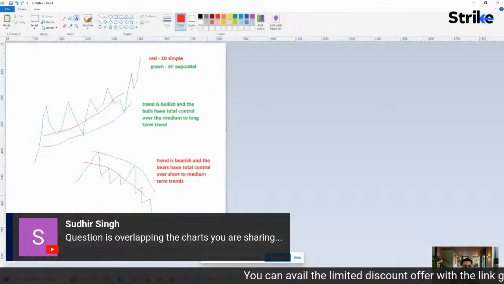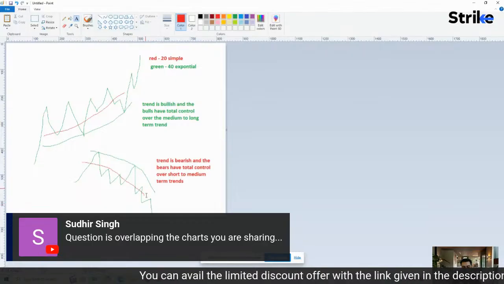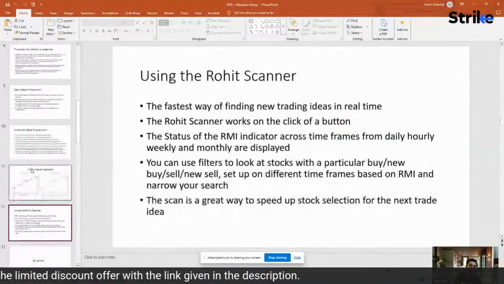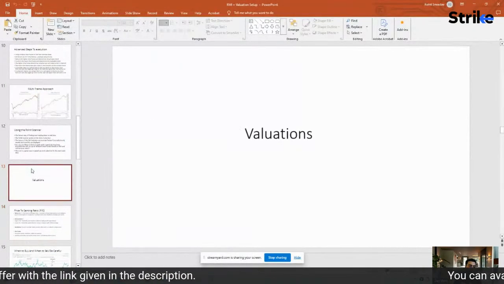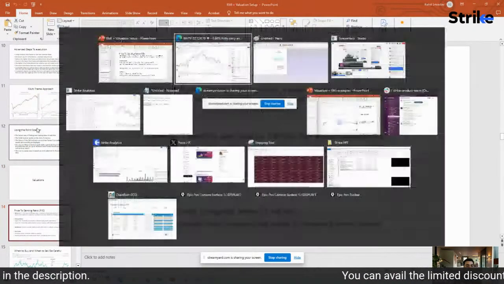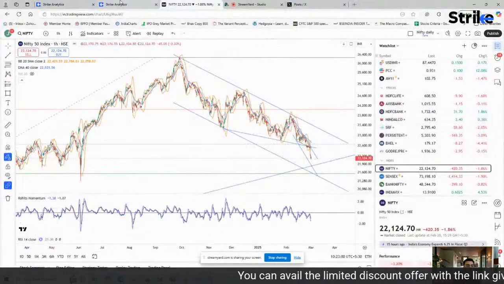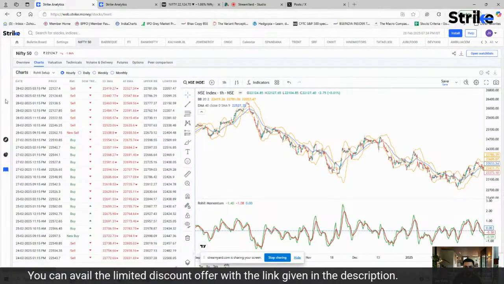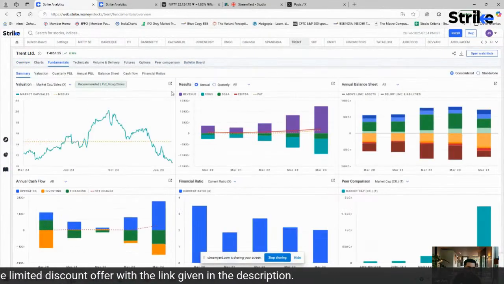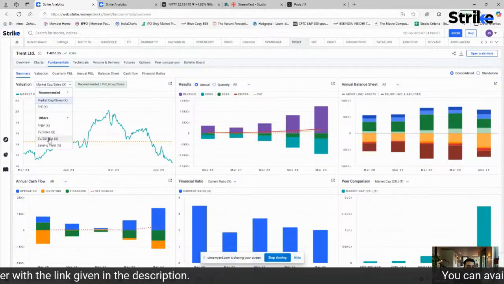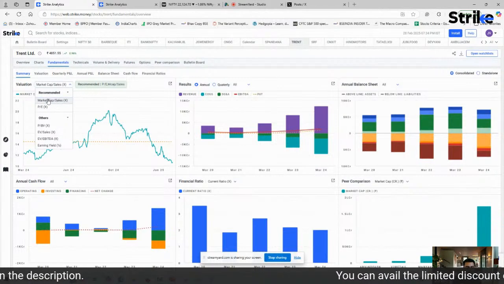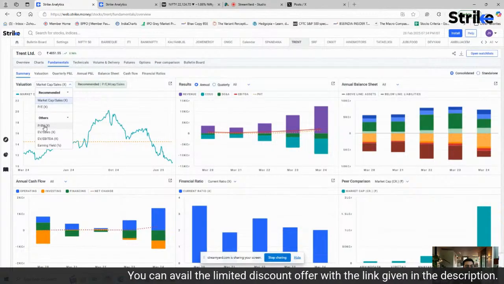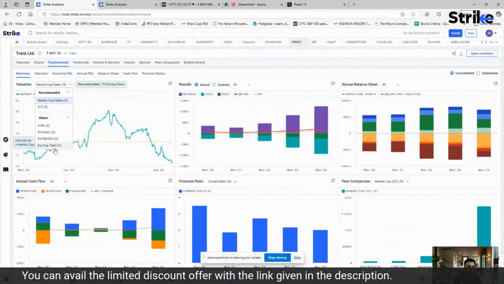So this is extremely important for you to understand. Now when we speak about valuation, there are 4 to 5 valuation parameters that we show on Strike. Basically, if I go on any of the stocks, say for example Trent, if I go to fundamental, there is a drop down where there are a few valuation metrics that are given: market cap to sales, PE, price to book, EV to sales, EV to EBITDA, and earnings yield.